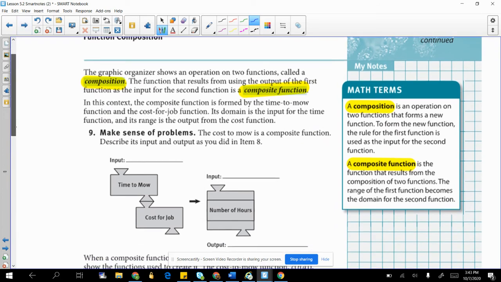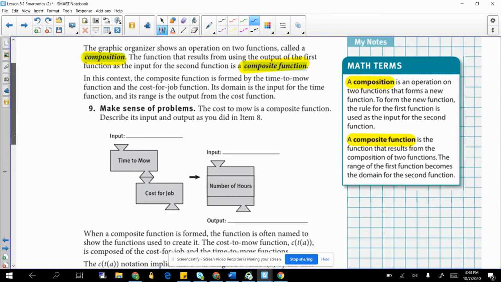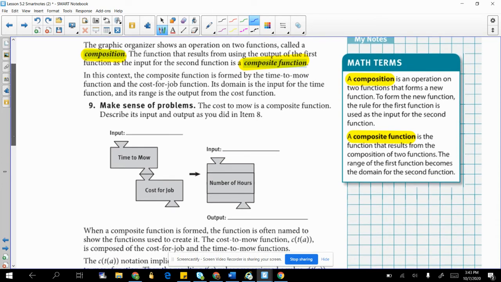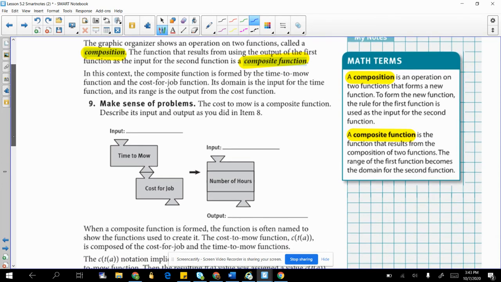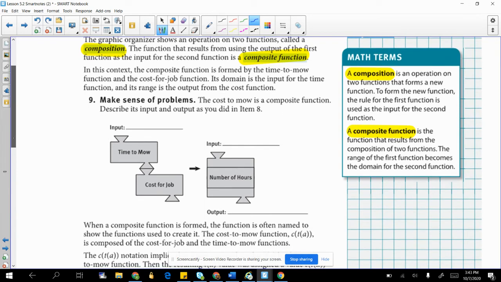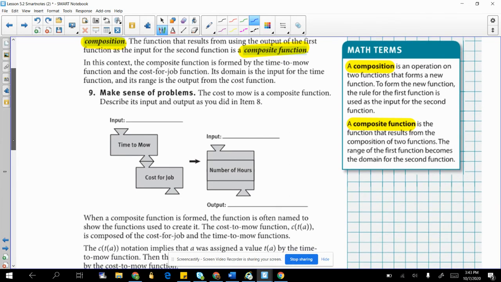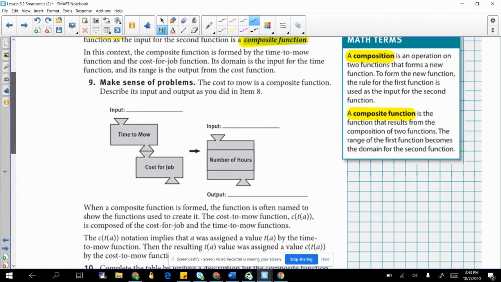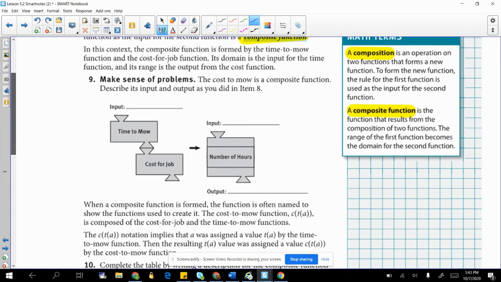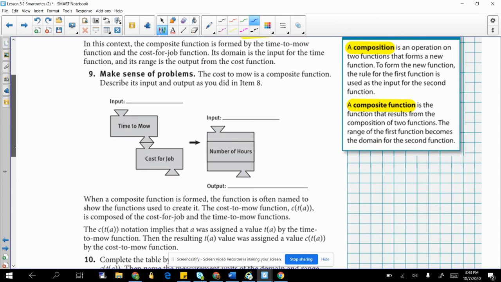So it says here, the graphic organizer shows an operation on two functions called the composition. The function that results from using the output of the first function as the input for the second function is a composite function. In this context, the composite function is formed by the time to mow function and the cost per job function. Its domain is the input for the time function, and its range is the output from the cost function.